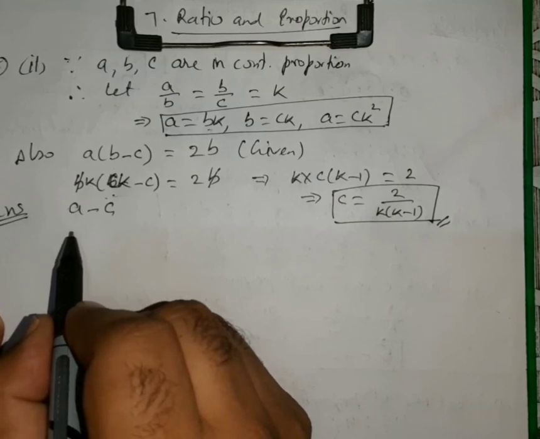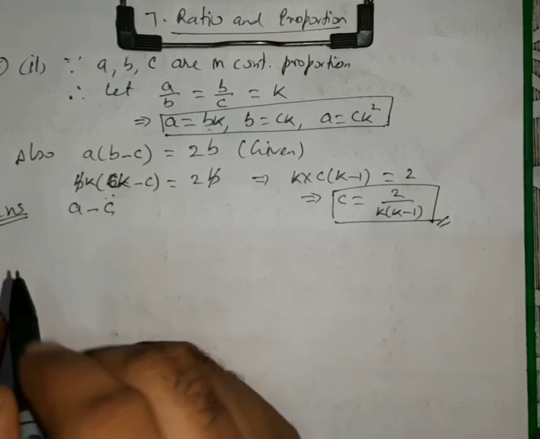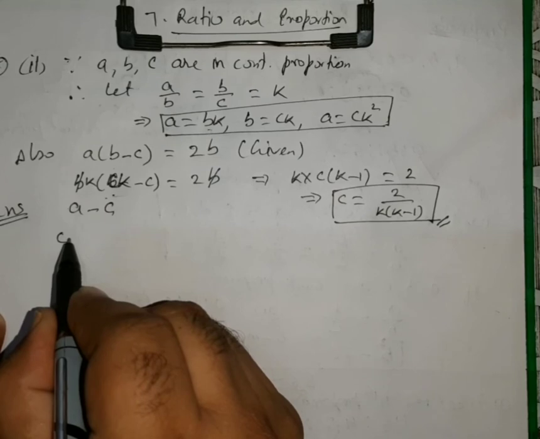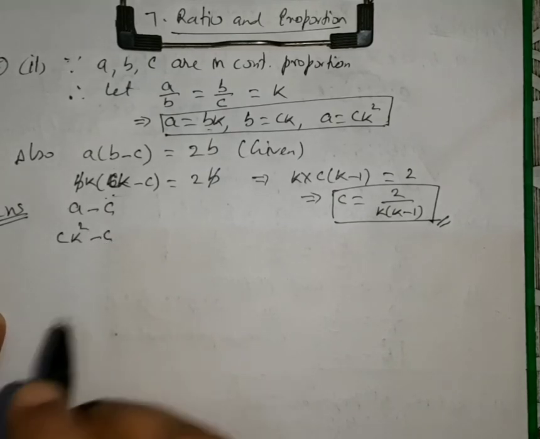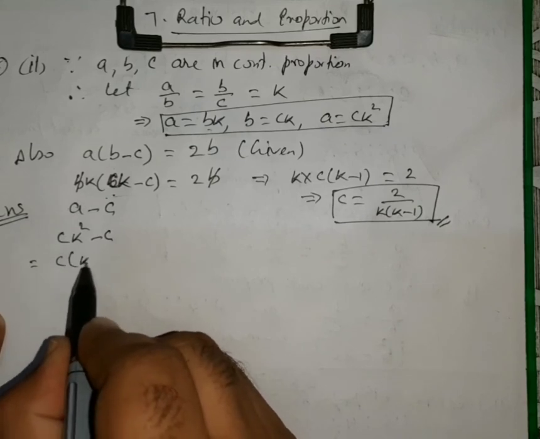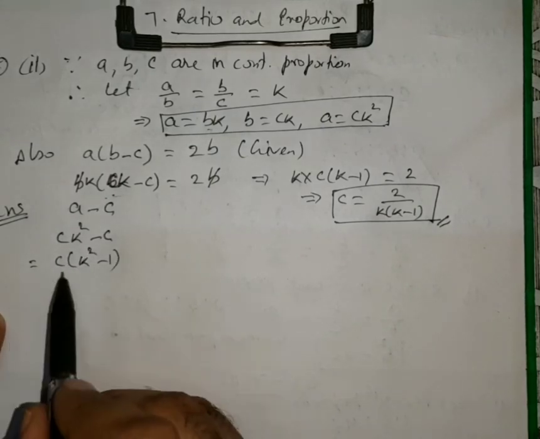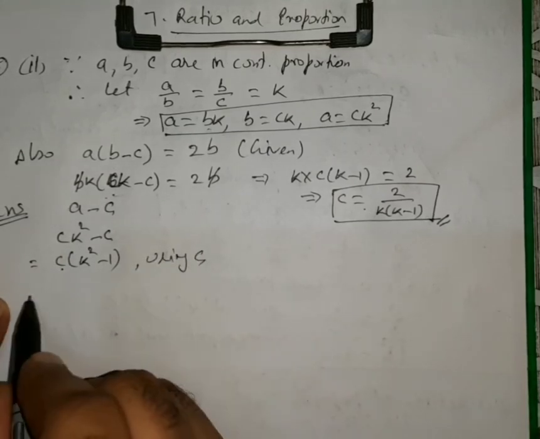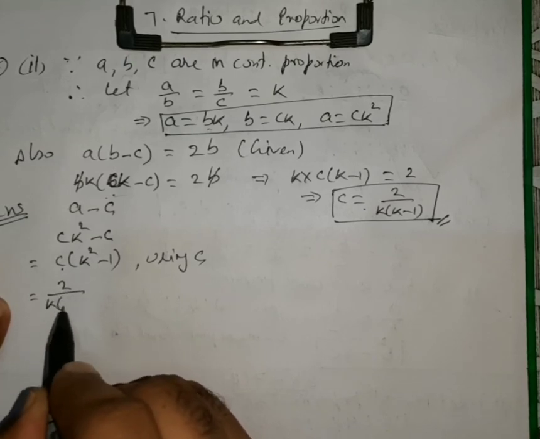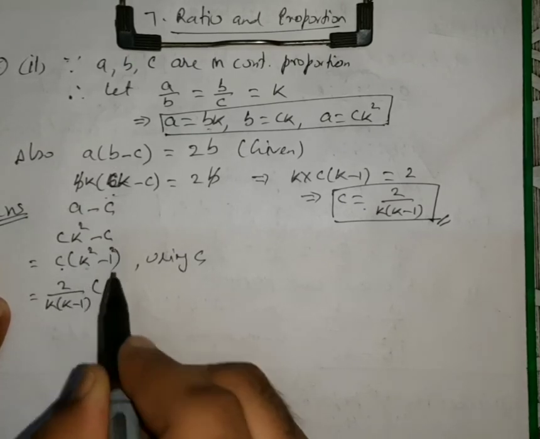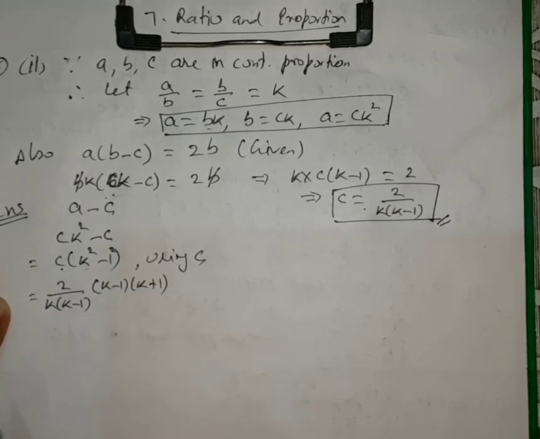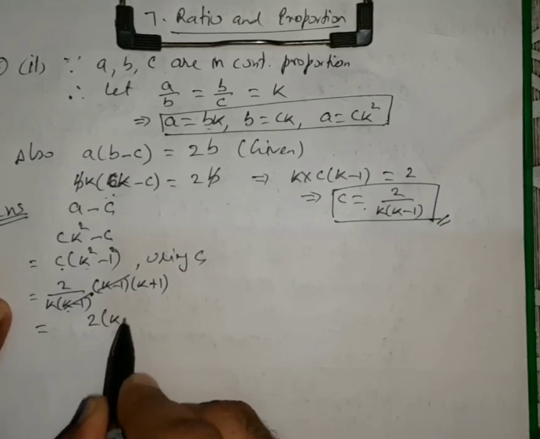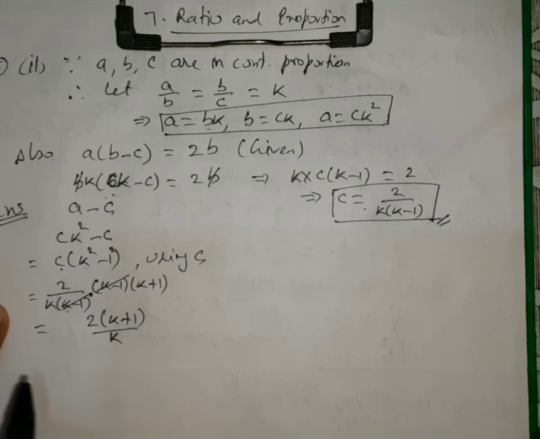A minus c. So let us say that a is equal to ck square. Now a is ck square minus c. So from here I get c as common, so this will be k square minus 1. Now I am using this value here. So using c now, this will be equal to 2 over k multiply k minus 1, and this can be written as a square minus b square, so k minus 1 multiply k plus 1. Now this k minus 1 will get cancelled with this. So this is equal to 2 multiply k plus 1 over k. So this is the left hand side.